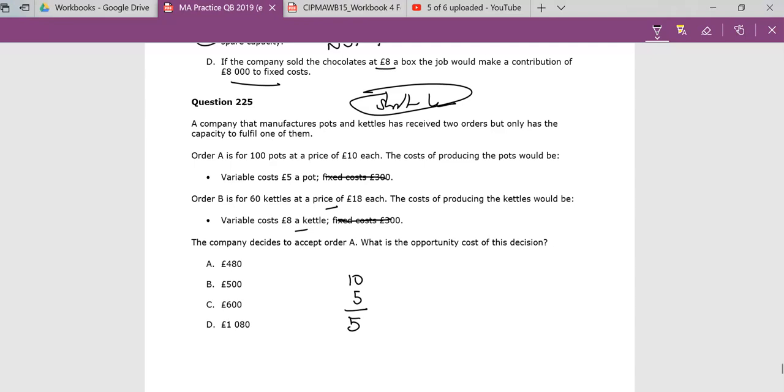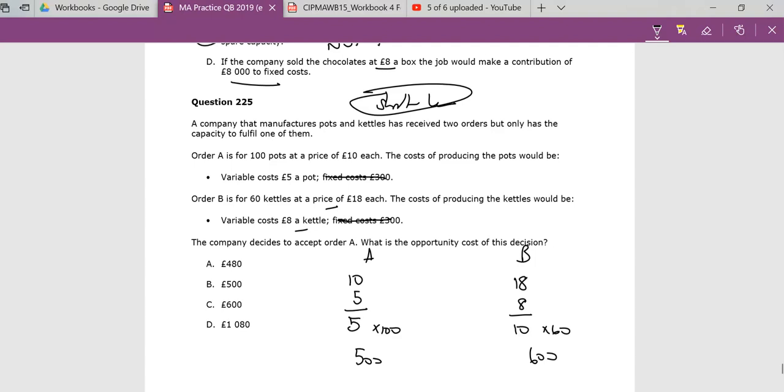So you can't do both. Revenue from B is 18. Cost is 8, giving you a contribution of 10. So we can make 500 pots of A, or we can make 60 kettles of B. So we can get 600 from B or 500 from A.